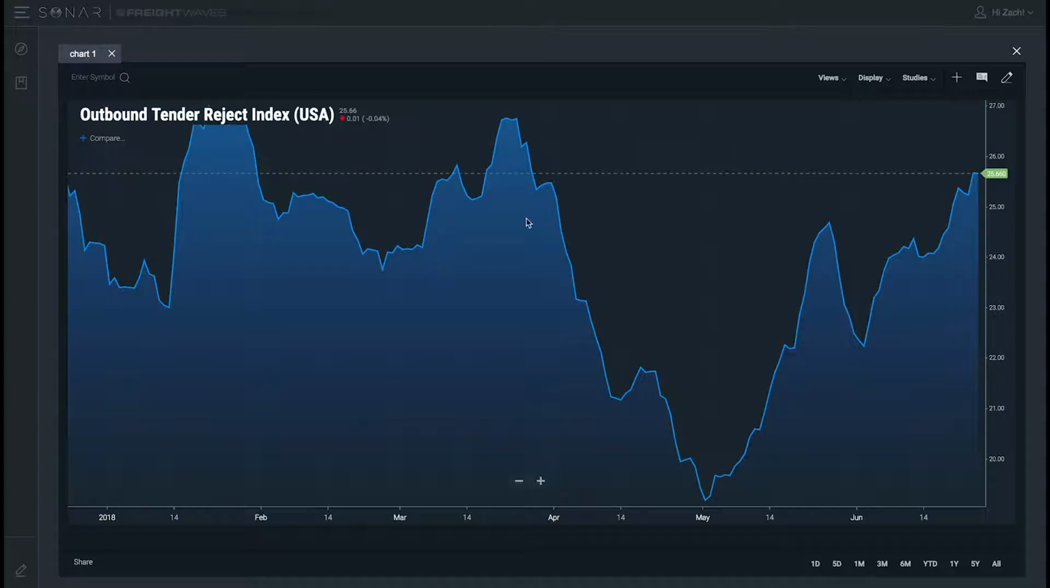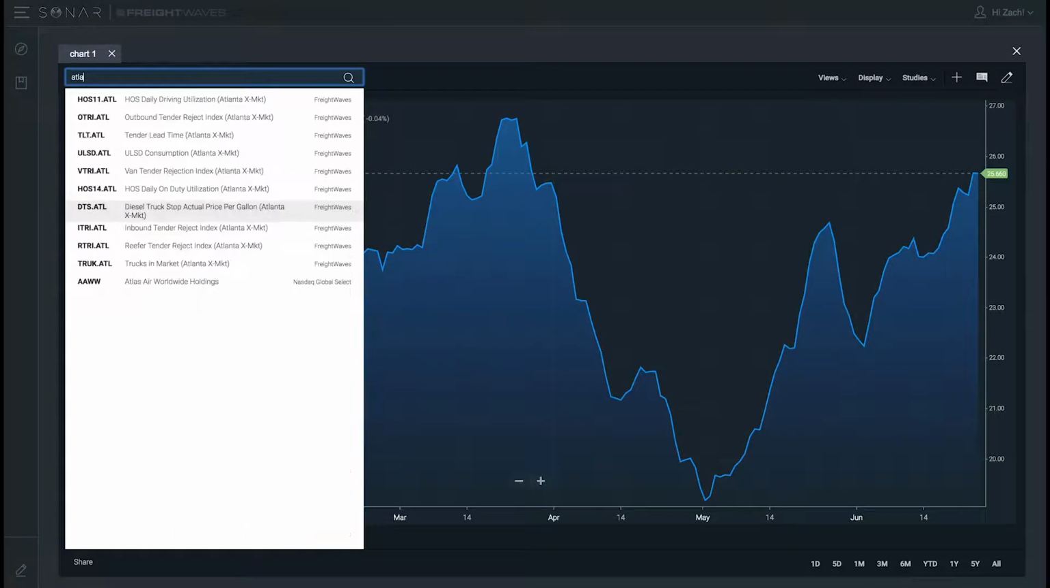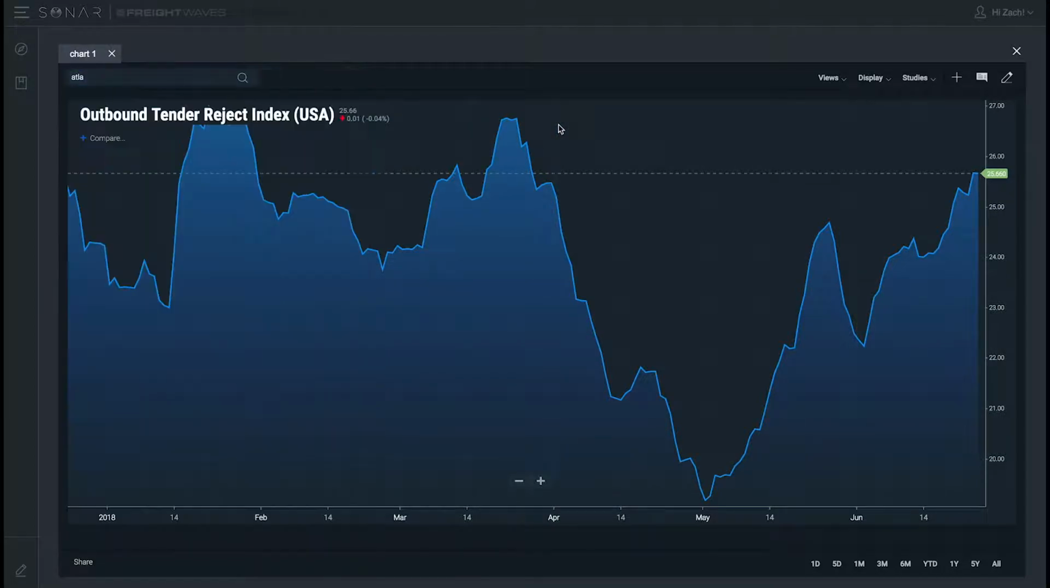You can also type them up here in this area right here, and say you wanted to know Atlanta. You would just start typing Atlanta, and right there you can see that all of the Atlanta market tickers are available. And we're just going to be covering the ones that have TRI in them in this video. So I'm going to stick to that. So without further ado, Outbound Tender Rejection Index.USA is what I have pulled up right here.